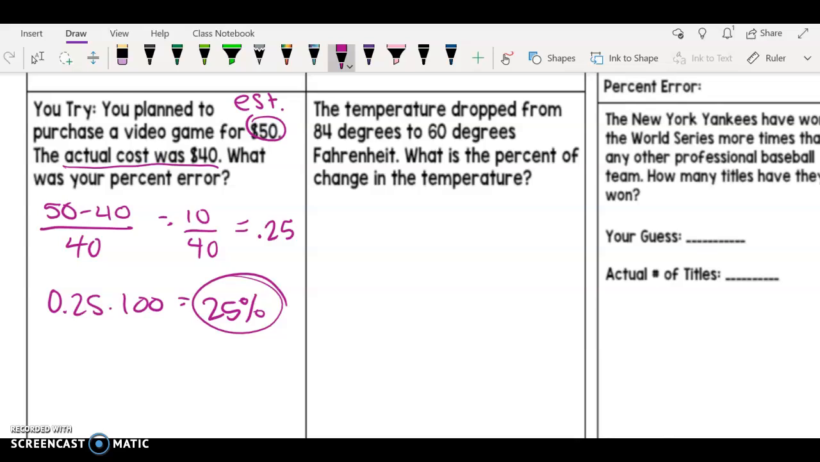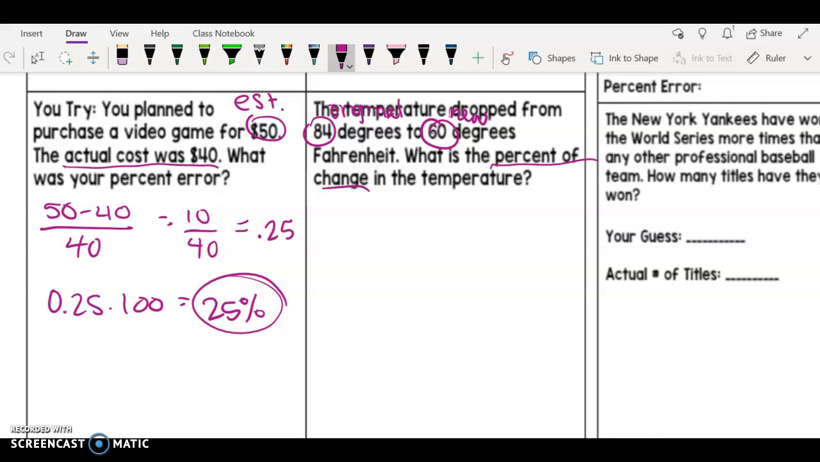All right, so the temperature dropped from 84 degrees. So this was my original. And then it dropped to 60. So that's my new. Still better than what we've seen here in Kansas City. What is the percent change in the temperature?